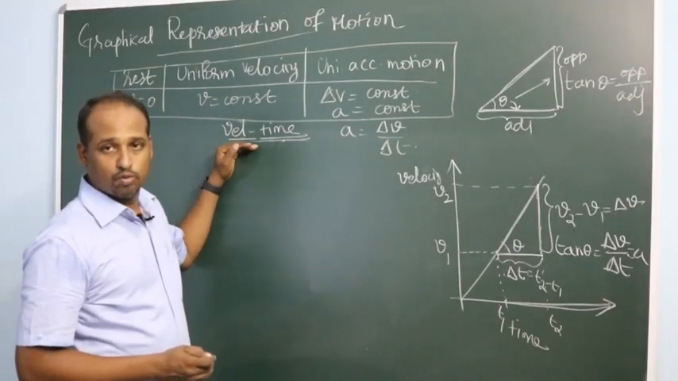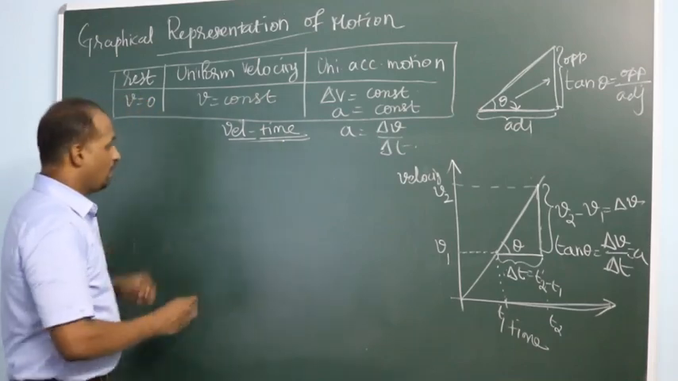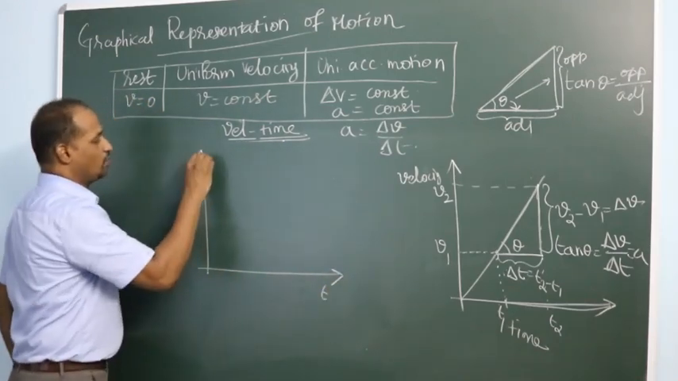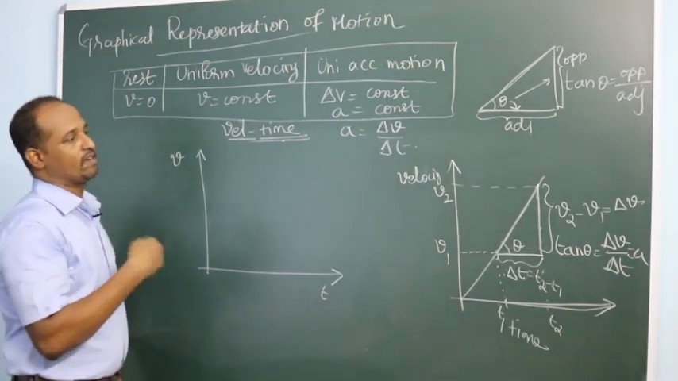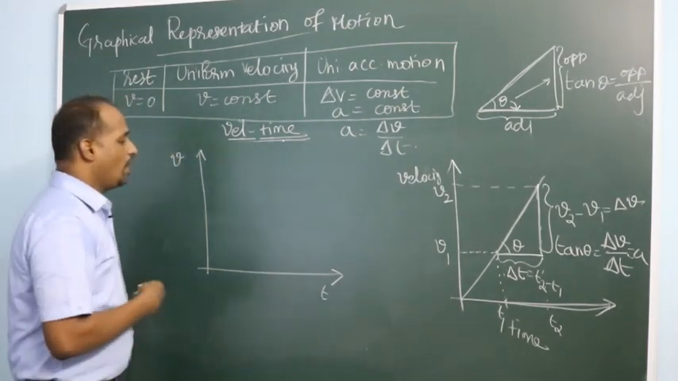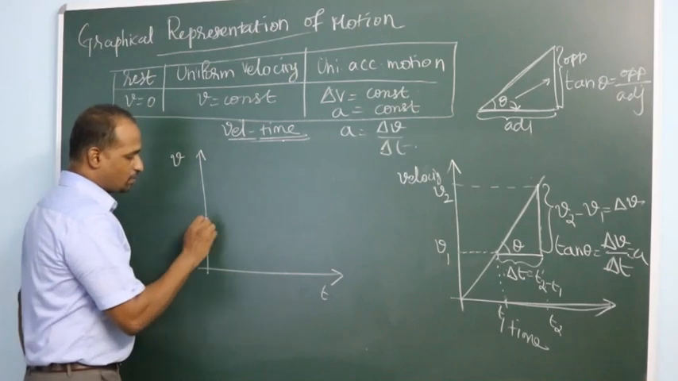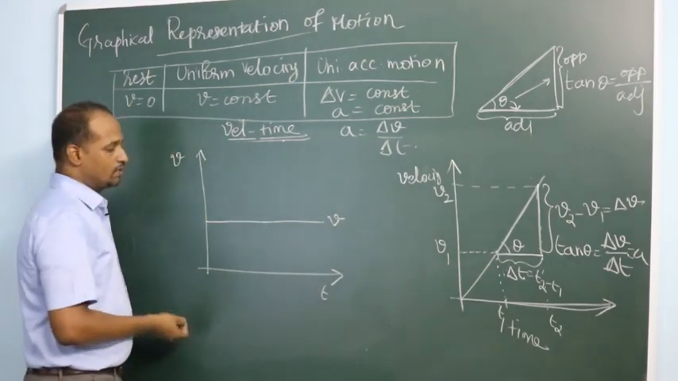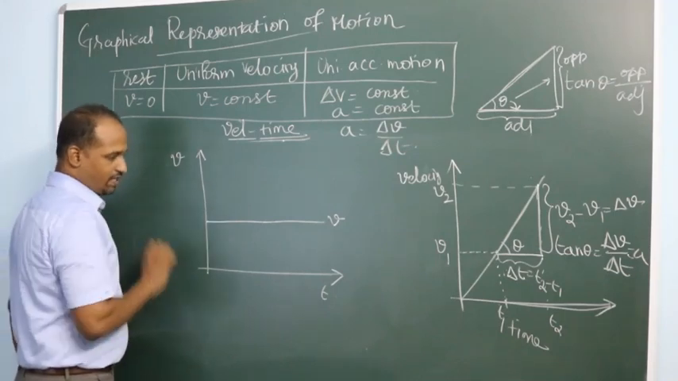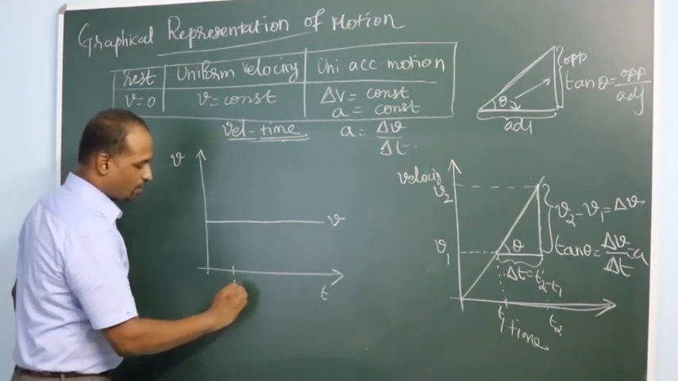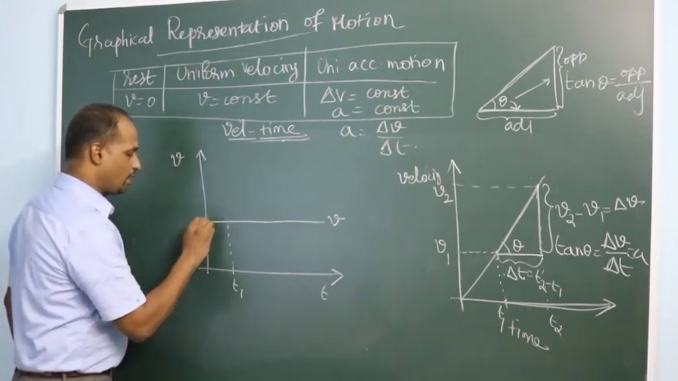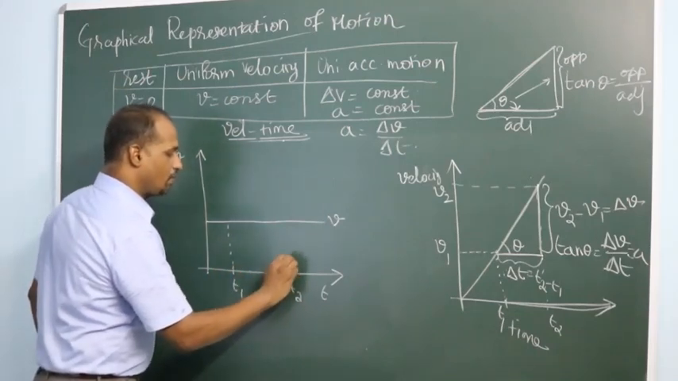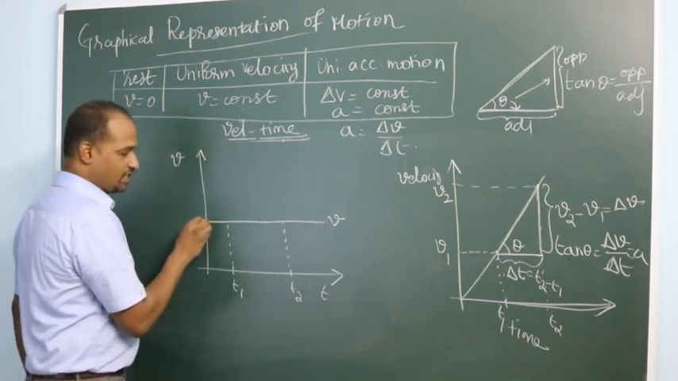There is more to velocity time graph. In a velocity time graph, we have just found that slope of the velocity time graph gives you acceleration. What is the area of the graph? Suppose an object is moving with a constant speed v, and that velocity is v here. At time t1, you are cutting the graph, the velocity is v. After some time, at time t2, you are cutting the graph, the velocity is still v.